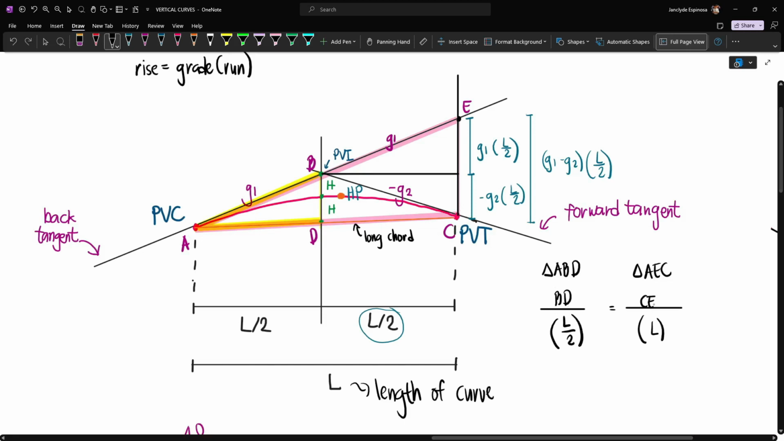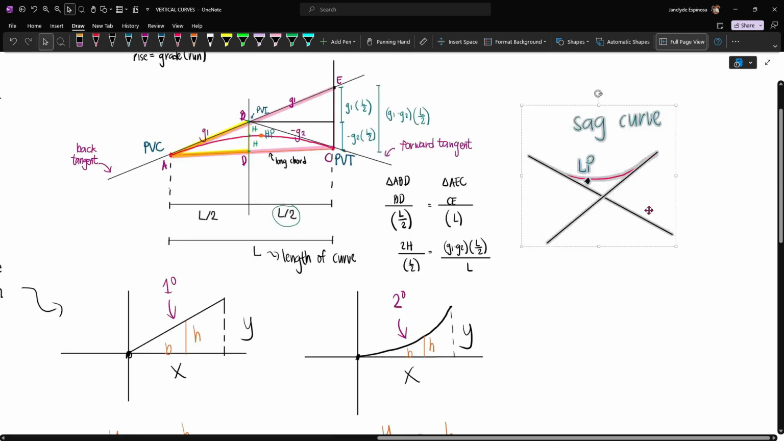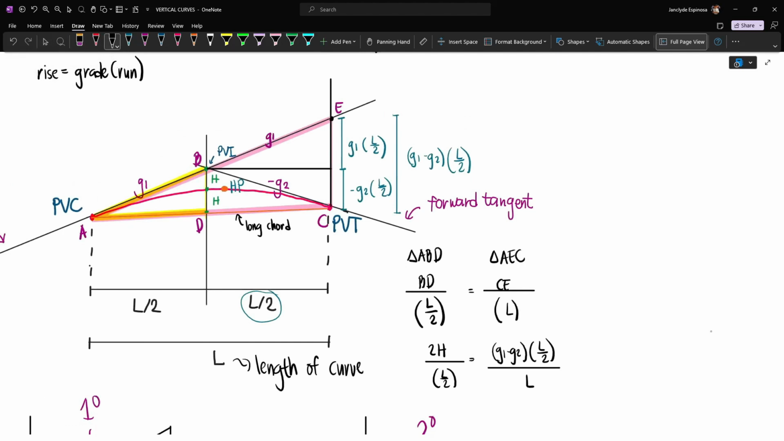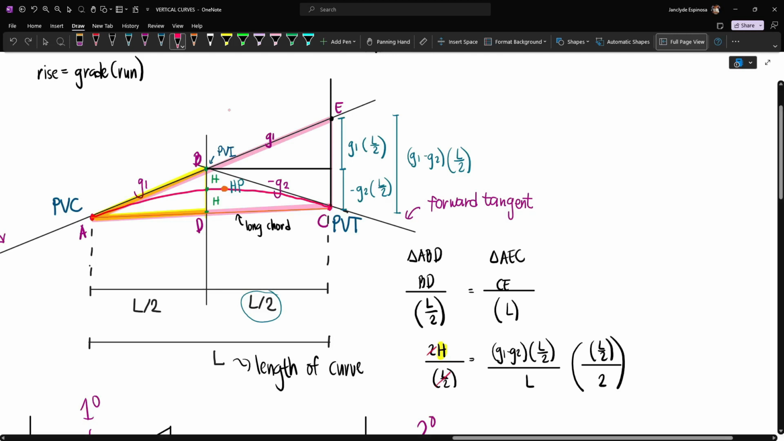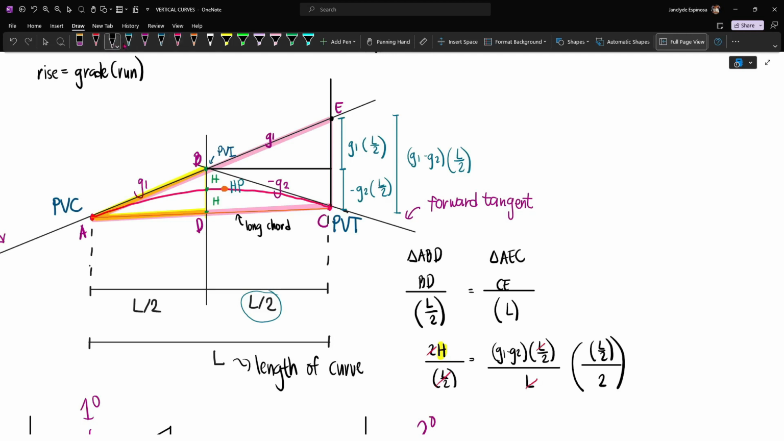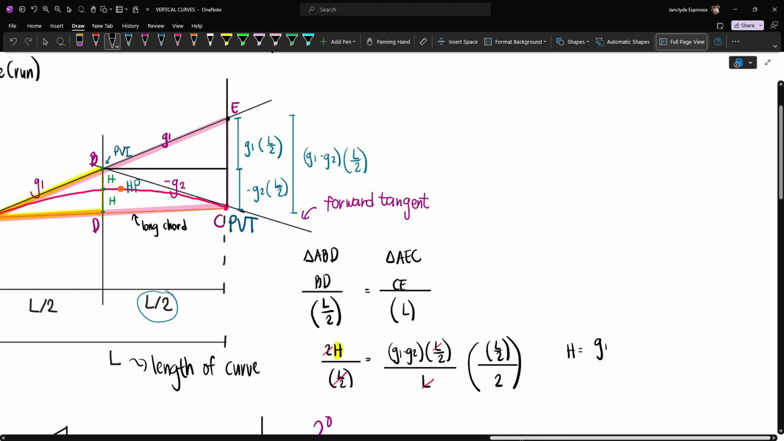And so we can now change these. BD is equal to 2h, so this is now 2h over L over 2, while we have CE equal to G1 minus G2 multiplied by L over 2, and then this is over L. Now, simplifying this formula, we want to get h. And so let's multiply by the reciprocal. The reciprocal of this one is L over 2 divided by 2. And so we can look at what will cancel. This will be removed, and then this will cancel. And then we are left with h is equal to G1 minus G2 multiplied by 1/2 times L over 2, all over 2.